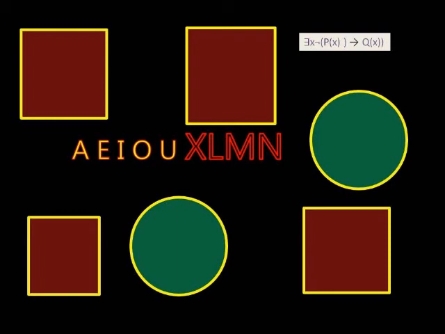The answer to this, of course, is false, because every basic geometric shape inside of the black rectangle has a yellow border. The only things that do not have a yellow border are the letters X, L, M, and N. They have a red border, but our domain does not include letters. It only includes basic geometric shapes.